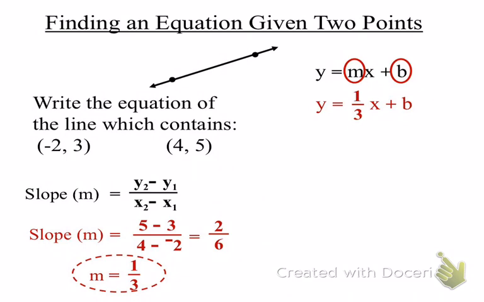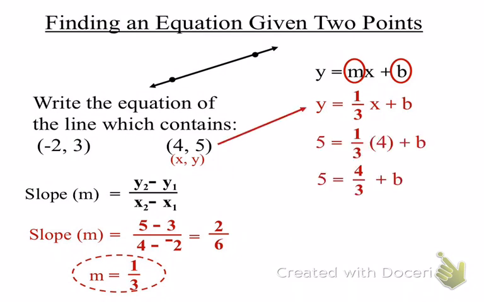So I'm using my 1/3. We always want it reduced. And it's going to read 5 equals 1/3 times 4 plus b. And I'm just going to solve for b. I'm going to subtract 4/3.